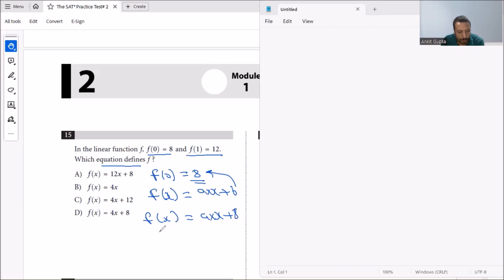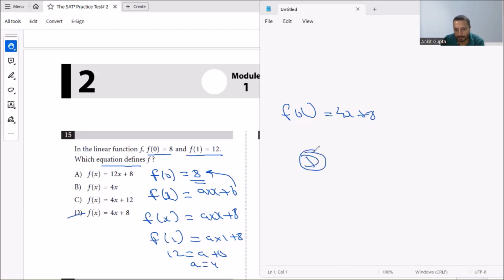Now f of 1 is 12. So if you put x equal to 1, f of 1 becomes a into 1 plus 8. So that means 12 is equal to a plus 8. So a is equal to 4. That means the function can be written as 4x plus 8, right? So the answer will be option number D.